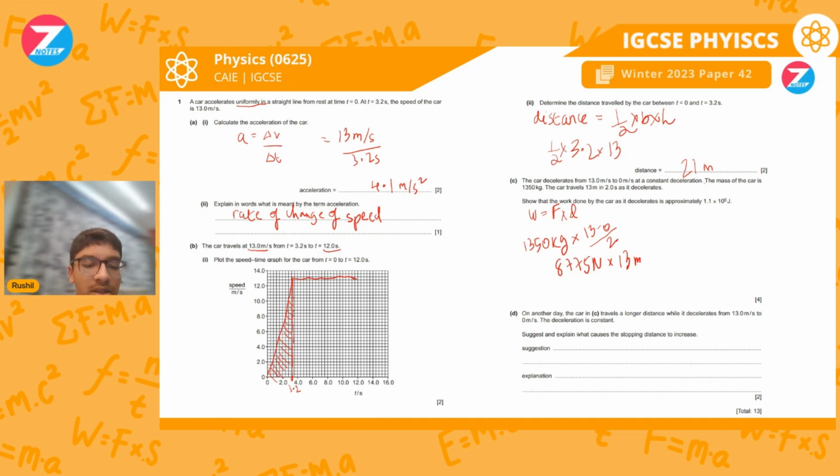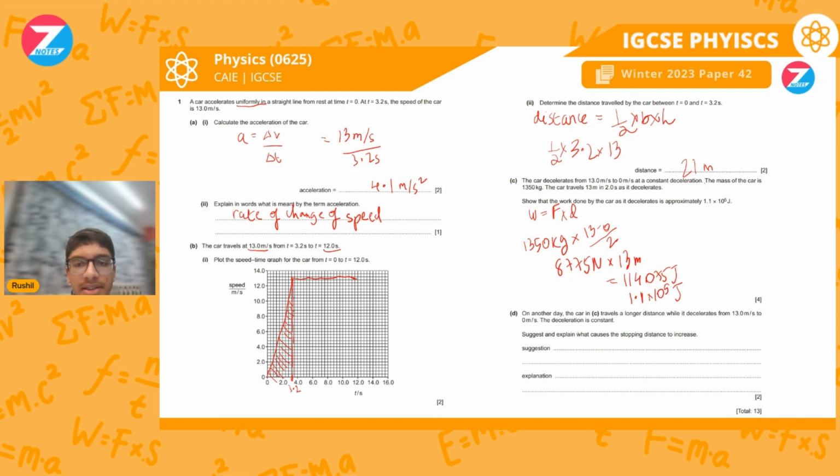given. Hence, the total work done is 114,075 joules, or 1.1 times 10 to the power 5 joules. Hence, we have shown that the work done is this much.